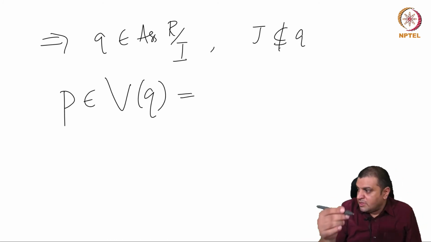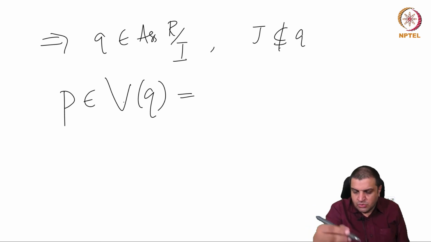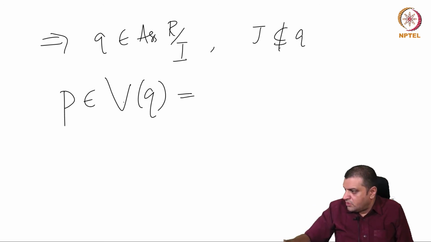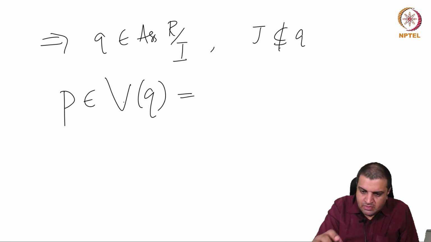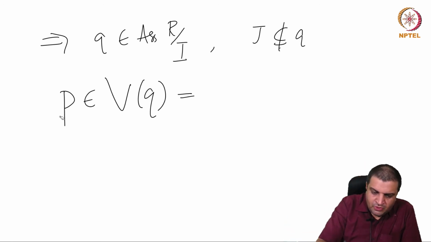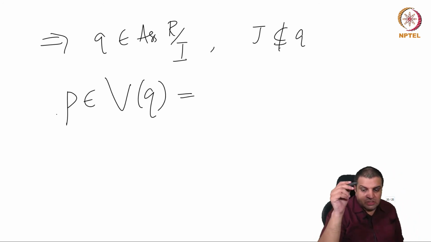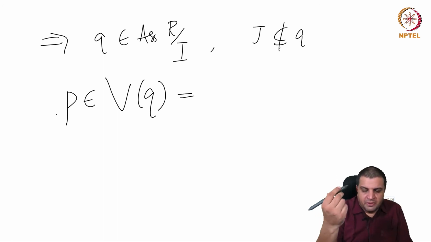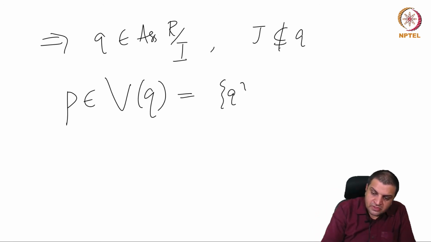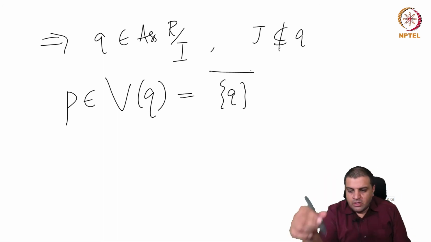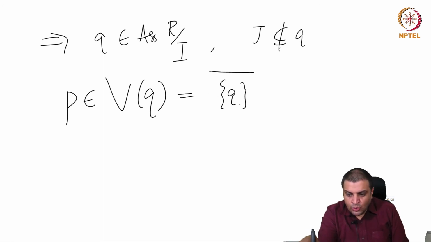But what do we know about this? P is in V of Q, but what is V of Q in terms of a closure operation? It is the closure of the singleton set just containing Q. That is because this, by definition, means all prime ideals containing Q. So V of Q is a closed set and it is the closure of this singleton set.